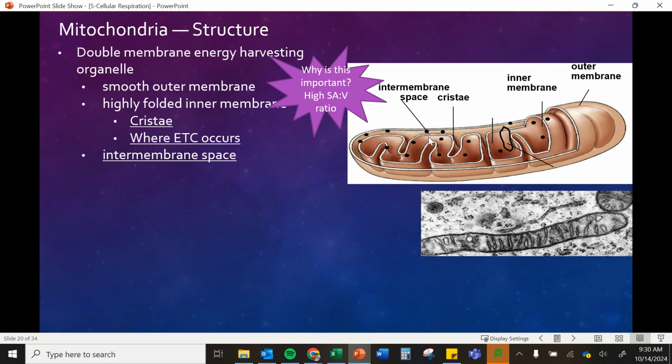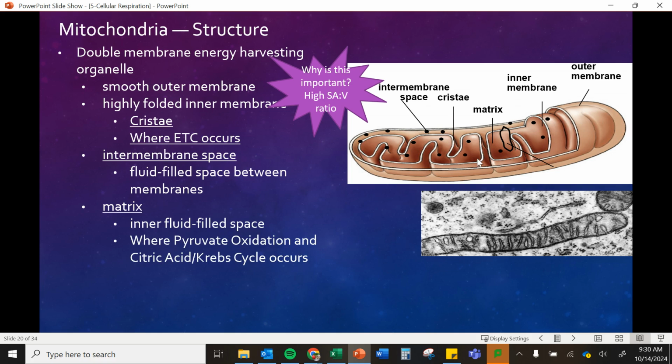Okay, the space between the two membranes is called the intermembrane space. It's just a fluid-filled area. The matrix is the very inside part. Again, fluid-filled, and this is where we're going to have the Krebs cycle, also called the citric acid cycle, occur, as well as pyruvate oxidation. There's also, remember, DNA and ribosomes located inside the mitochondria, which comes out of our idea of symbiosis, our endosymbiotic theory, where maybe these mitochondria came from prokaryotes.